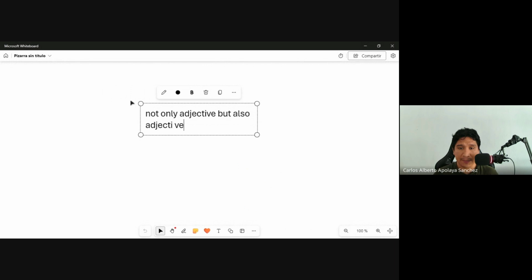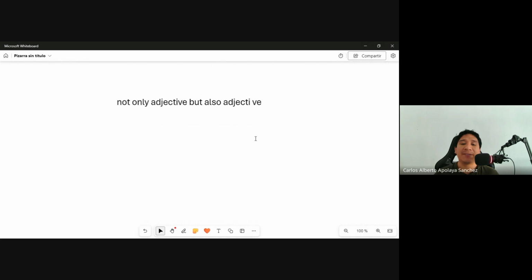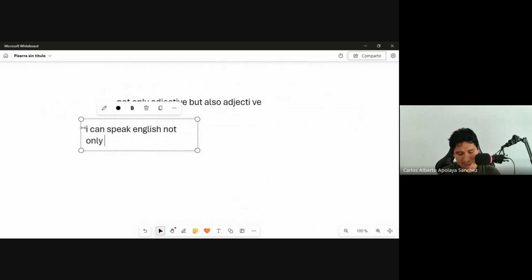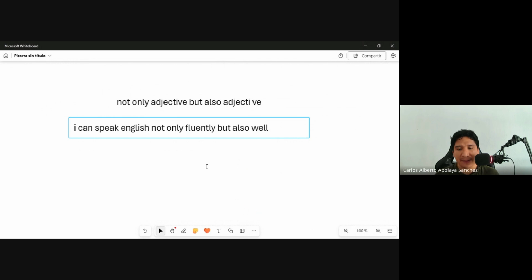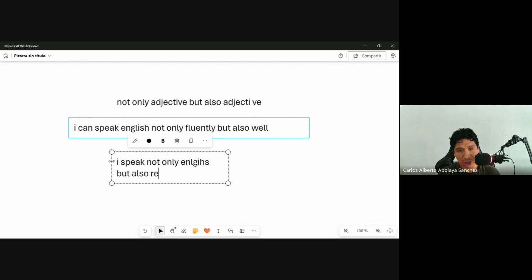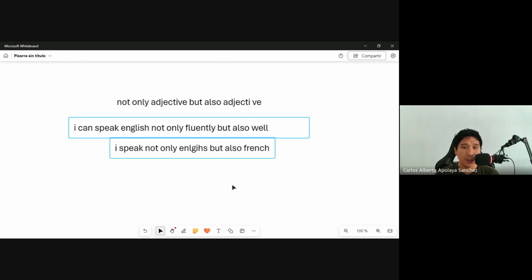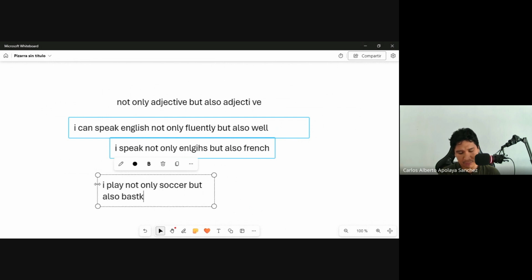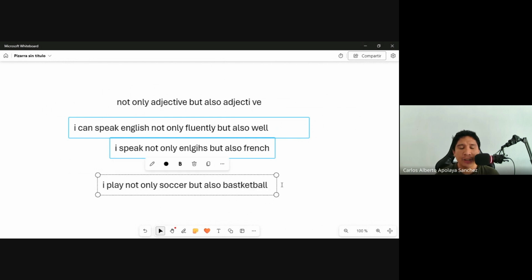But this is not the only one because we can also use it with adverbs. For example, I can speak English not only fluently but also well. You can use adverbs. You can also use it with nouns. I speak not only English but also French. We can say, for example, after the subject, I play not only soccer but also basketball. It can be I play not only, or I not only play soccer but also play basketball.